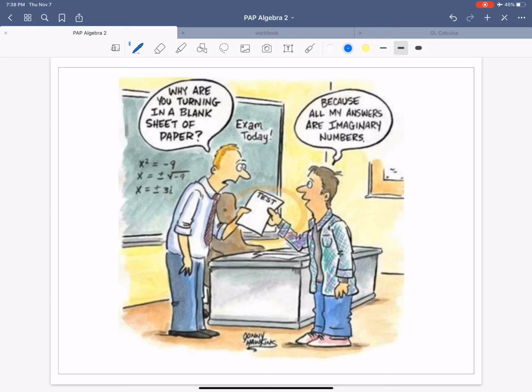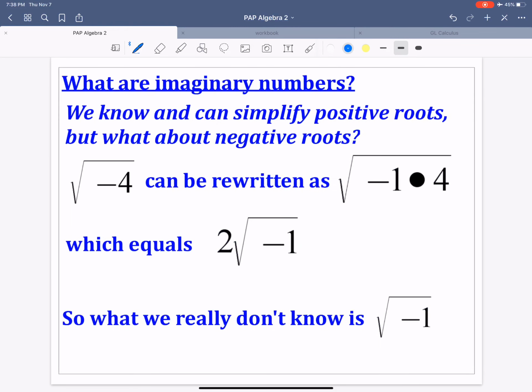So, of course, we need some comics. Teacher says, "Why are you turning in a blank sheet of paper?" Because all my answers are imaginary numbers. That's a good joke. I have a couple of you students in mind that would actually try this. Please don't do that because you will not get an imaginary 0 on your grade when that happens, but kind of funny.